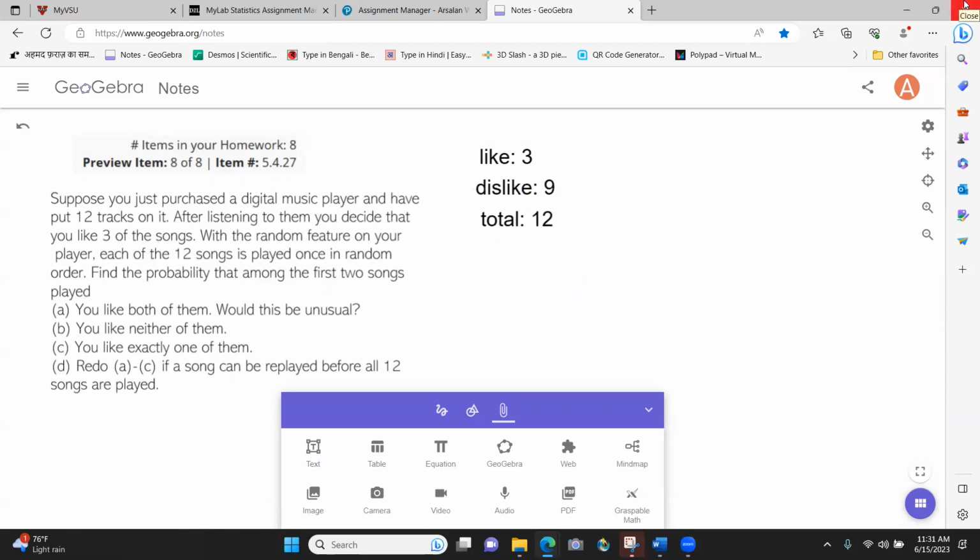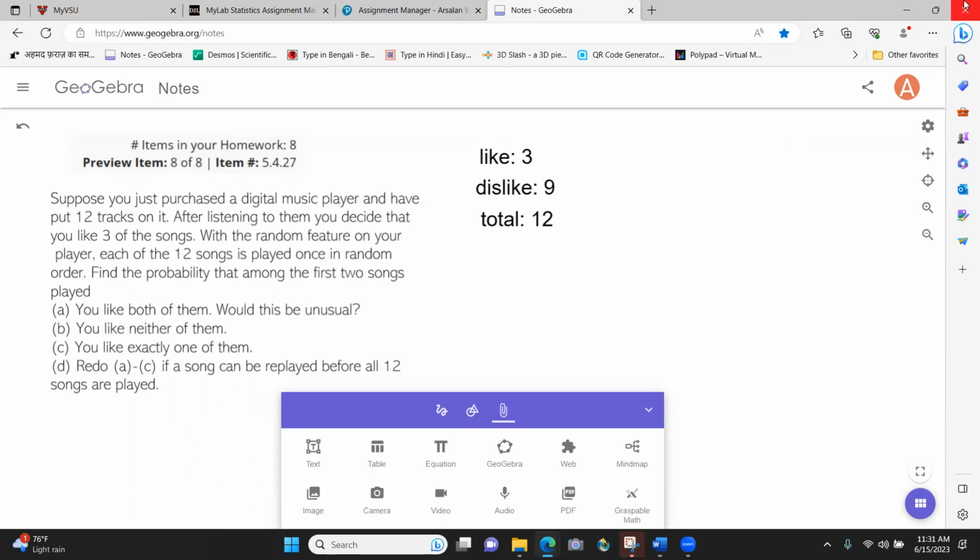With the random feature on your player, each of the 12 songs is played once in random. So you're not going to repeat. Let's say it played your favorite song, that's not going to be played again. It's going to pick one of the ones that it hasn't played. That's what it means. Find the probability that among the first two songs played, you like both of them. Again, you like three songs, you dislike nine songs, you have a total of 12 songs.